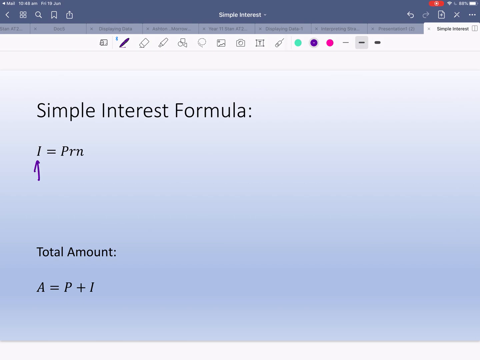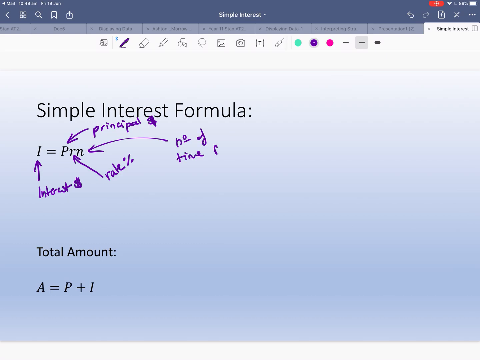So I is interest. I normally put a dollar amount because you're looking for a dollar sign answer. P is principal, and we're also looking for a dollar amount. Now, this is normally the big amount, your starting amount, and things like that. R is your rate. Now, we're looking for a percentage, and we'll talk about that a bit more. And N is number of time periods.